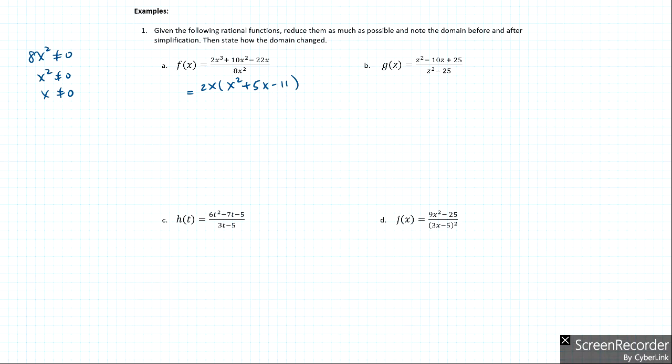And once we have this left, we have this all over 8x squared. And now at this point we can see that 2x and 8x squared have a cancellation that we can go through. And 2 and 8 have a factor of 2, so that 8 turns into a 4. And also we have a factor of x that we can cancel out over here. And when we are canceling out a common factor, we are essentially dividing that factor on both sides of the fraction or the rational function.